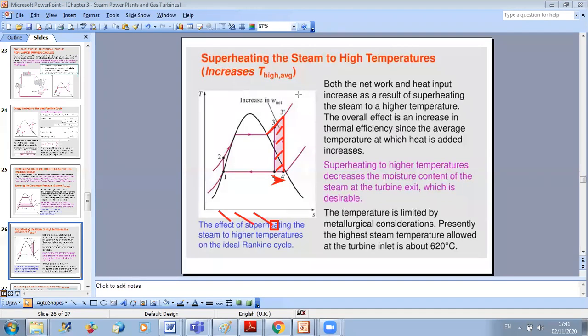Because you will have fusion of the blades and the turbine. It's harmful for the turbine. This is why, in case I want to reach very high temperature, I should do extra design in order to have material properties that can sustain such temperatures. In general, the high steam temperature allowed in turbine inlet is about 620 degrees, so I cannot go beyond.